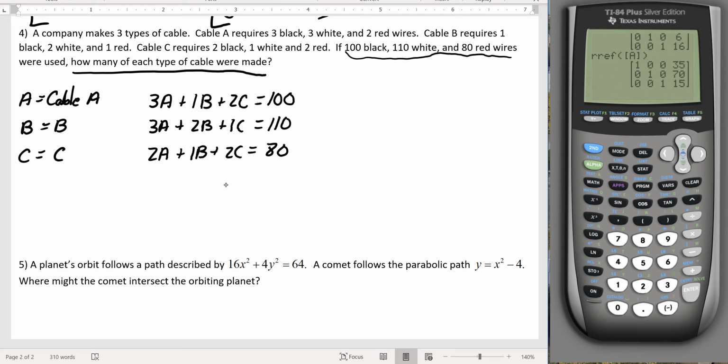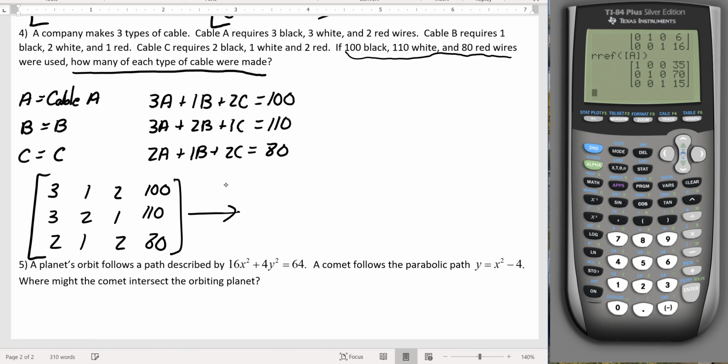So here's our equation for black cables. Here's our equation for white cables, or I guess these are wires. So black wires, white wires, and red wires. And then from this, we can determine how much of cable A, how much of cable B, and how much of cable C was actually made. So to do that, let's create our matrix. 3, 1, 2, 100, 3, 2, 1, 110, 2, 1, 2, 80. And we will RREF.